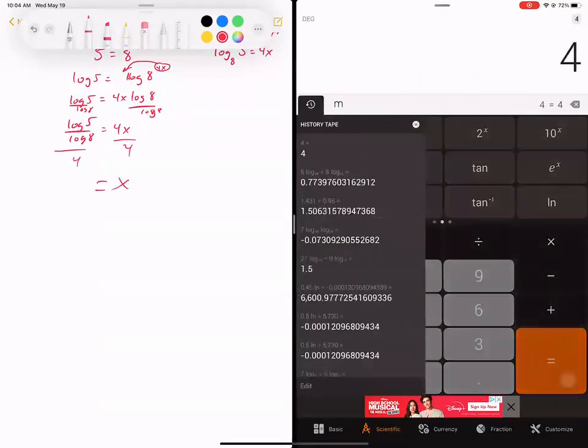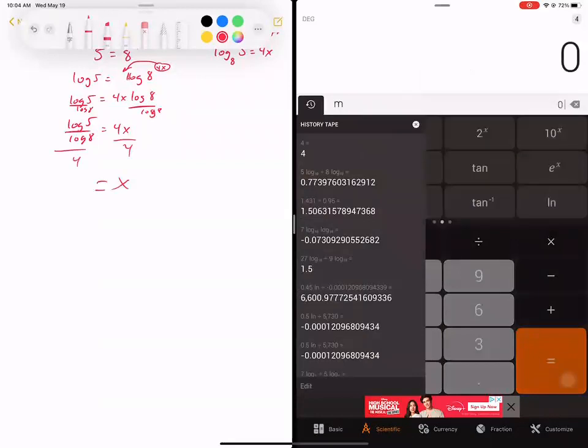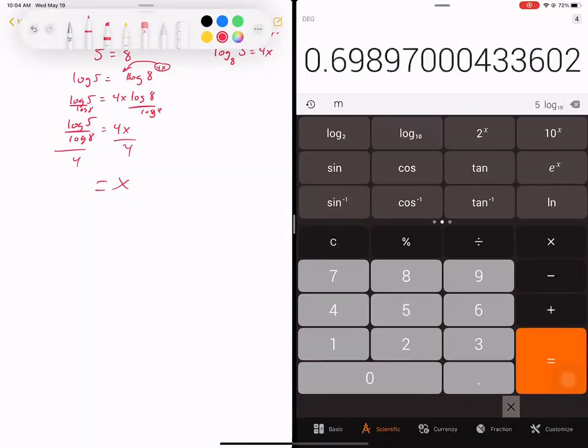Oops, darn it. Clear this. We have this number. Copy. Paste it again. Come on. See, it would have been faster if I just typed the whole thing. Never mind. Log 5 divided by log 8. I try to do things a fancy way, but nope. And we divide this by 4. And we end up with the answer.